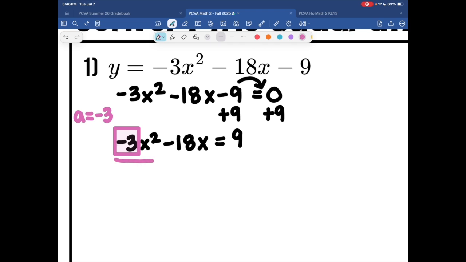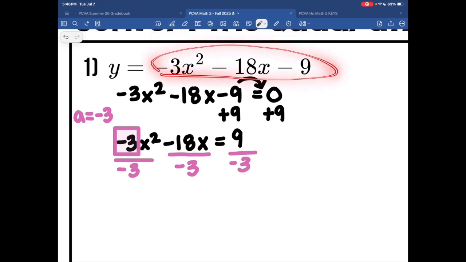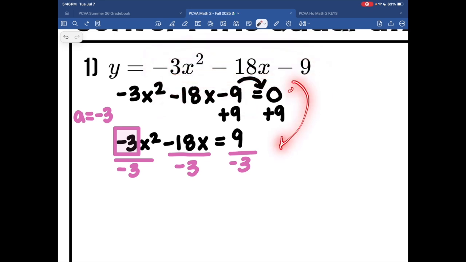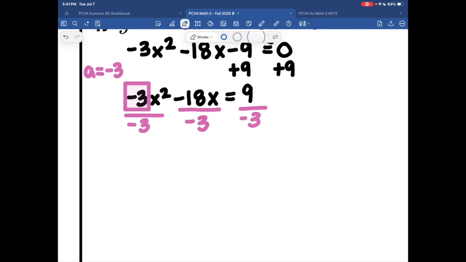So we're going to divide every term. We're going to divide this by negative 3, we're going to divide this one by negative 3, and we're going to divide the 9 by negative 3. Now, if you want to do that in this step up here first before you move everything over, that's fine. It doesn't matter which one you do first, the moving or the dividing, as long as you do both. Now, at this point, we're going to be left with 1x squared. Okay, so we're going to have just x squared here. Negative 18 divided by negative 3 is going to be positive 6x.